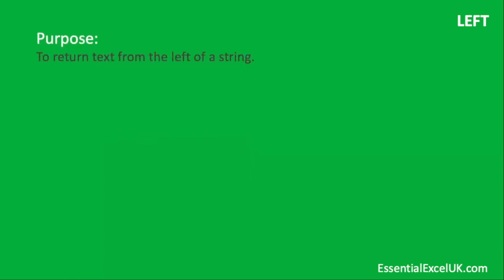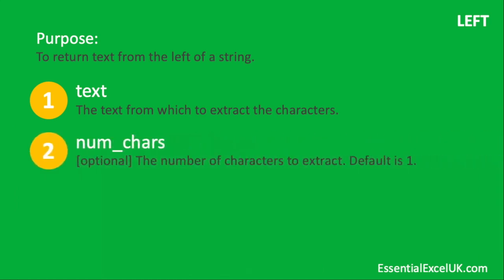So for left, the purpose is to return text from the left of a string. It's made up of a couple of parts. The first is text, so this is the text from which to extract the characters. Number two is the number of characters, so this is the number of characters you'd like to extract. So in summary, point one is we're going to enter the cell reference that contains the string we wish to extract some characters from. And number two is then going to tell the function how many characters we wish to extract.